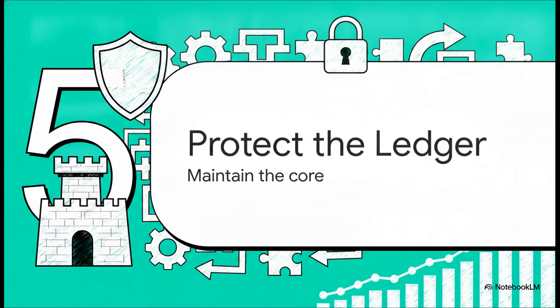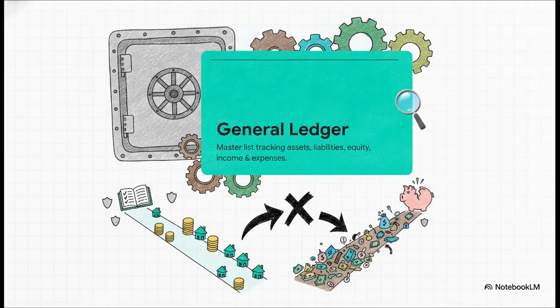Section 5. Protecting the general ledger. Now, it's one thing to understand the theory, right? But it's a whole different ballgame to maintain order within the system as you scale up. A true general ledger is that master list tracking those 5 pillars we discussed earlier, strictly using double entry bookkeeping. It is not just some glorified cash summary showing money in and money out. It is the audit-ready core of your business.